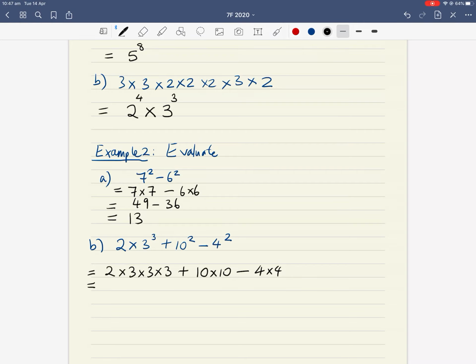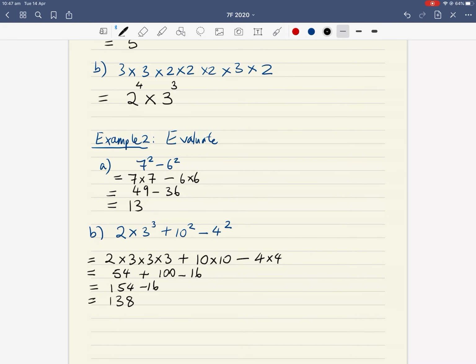Okay. So 2 times 3 times 3 times 3. So 2 times 3 is 6. 3 times 3 is 9. So 6 times 9 gives us 54. Plus 10 times 10 is 100. Minus 4 times 4, 16. So 154 take 16. So that gets us 138 for part B.